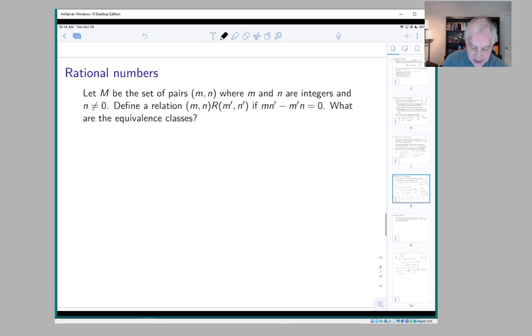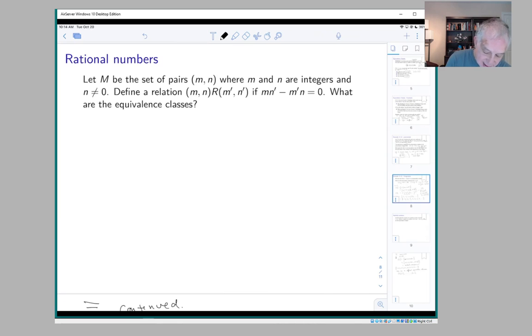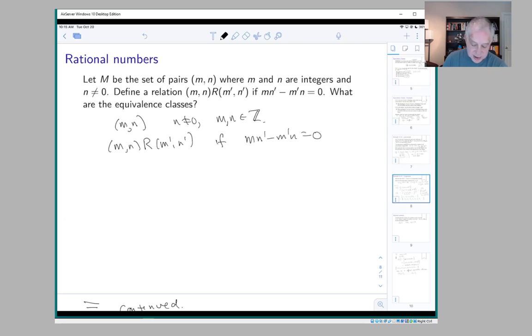And then just to give you one other example, the rational numbers can be thought of as constructed from equivalence classes. If we take a pair (m, n), where n is not 0 and m and n are integers, and we make the equivalence relation where (m, n) is equivalent to (m', n') if mn' minus m'n equals 0. So what's the equivalence class of the pair (m, n)? Well, it's the collection of all pairs (m', n') where mn' minus m'n equals 0.